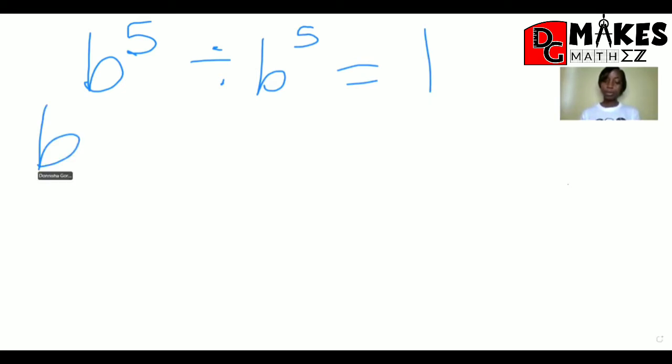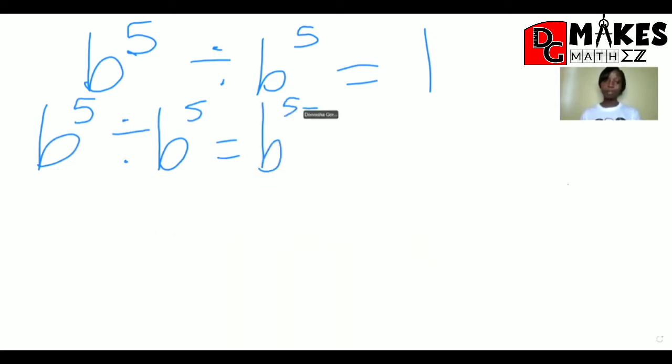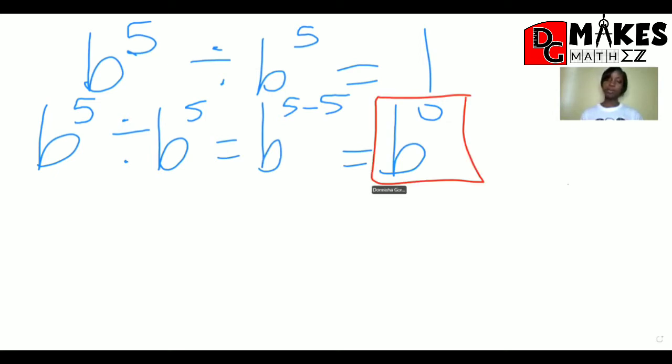But if we also look at b to the 5th power divided by b to the 5th power in terms of the rule we encountered earlier, since we're dividing and the bases are the same, we can subtract the powers. That's 5 minus 5. So that would be b to the power of 0. Then we can now assume that b to the power of 0 is equal to 1.